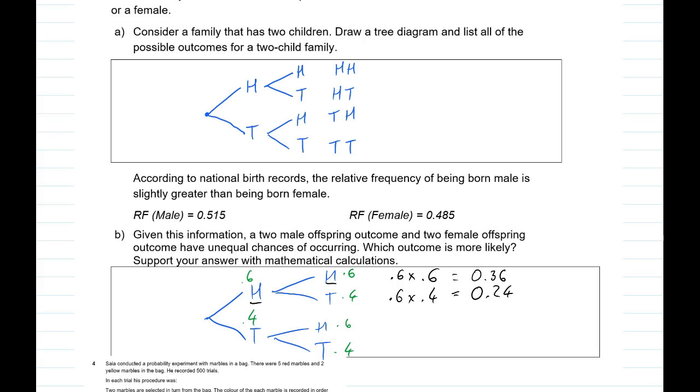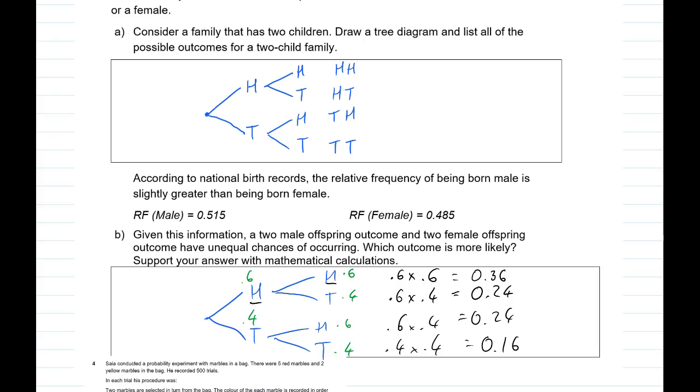Okay, heads 0.6, tails 0.4, 0.6 times 0.4, 0.24. As getting a heads the first time doesn't affect getting a head or a tail the second time, we can just times out the probabilities. Okay, so to continue, 0.6 times 0.4 equals 0.24, and then 0.4 times 0.4 equals 0.16.